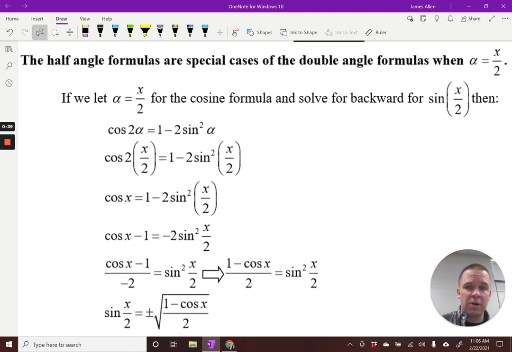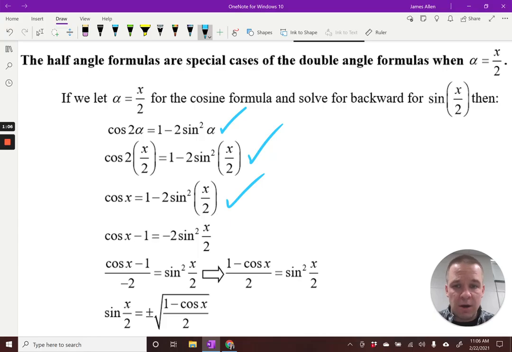So I know that cosine of 2 alpha is equal to 1 minus 2 sine squared alpha. That is one of my 3 versions of that formula. So if I substitute in x over 2 for my alpha, I've got this. Now I have 2 times x over 2, so that's where I get just the x from.